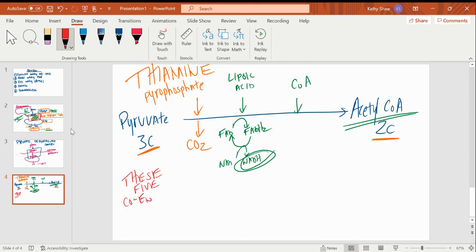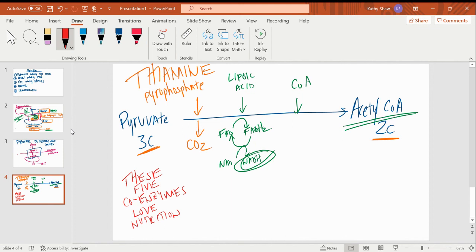So the mnemonic for this is these 5 coenzymes love nutrition. And I'm going to pause for 1 second. Sorry, we had a parrot gone rogue. So these 5 coenzymes love nutrition.